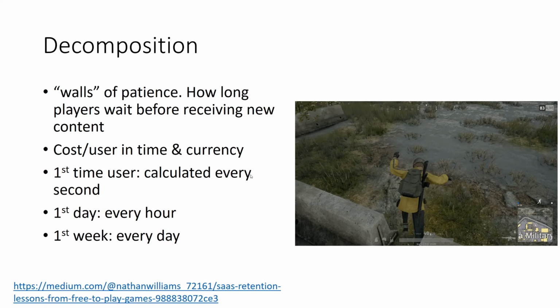So first time user, you calculate every second. Every second the player gets something. Now, it can be something small. It can be like a little coin, whatever it is. But every second you give them it. Then you give it to them every hour. You need to have a big chunk every hour, and then first week every day for the first week.